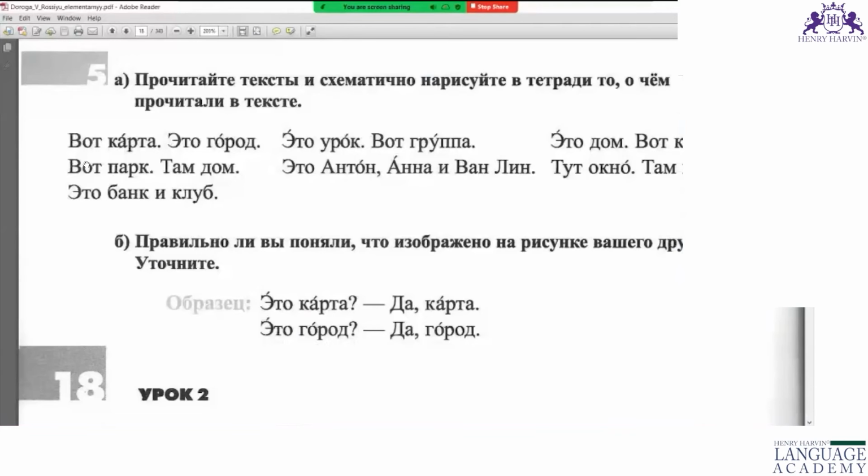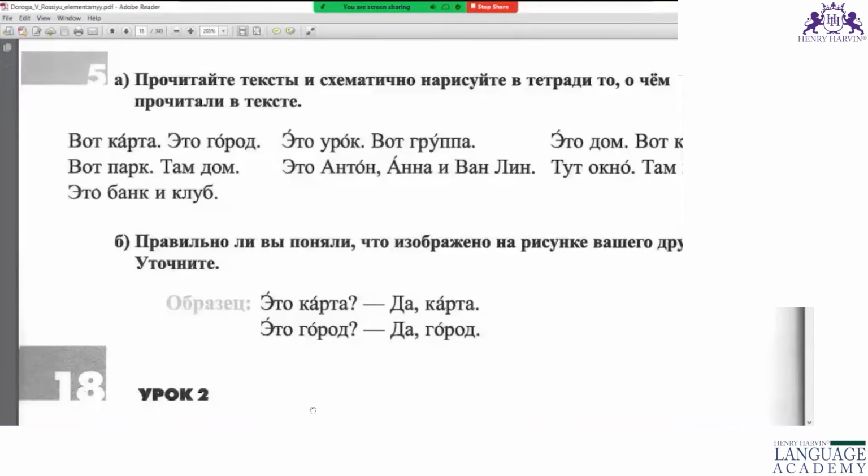Вот карта, это город. Вот парк. Do you remember the meaning of what we had in the last lesson as an example? Here it is, water. Remember I said, вот вода. Here it is, yes. So imagine that I have a map and I point at some place and say, вот карта, это город. Вот парк, там дом, это банк и клуб. Okay, so here is the map, here is the park. Okay, what means here it is.